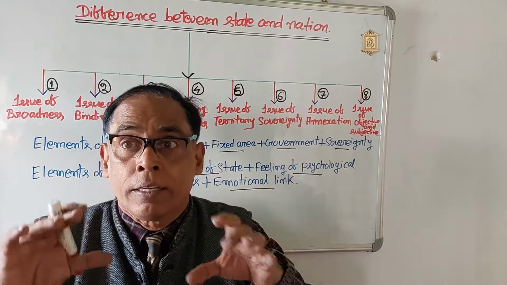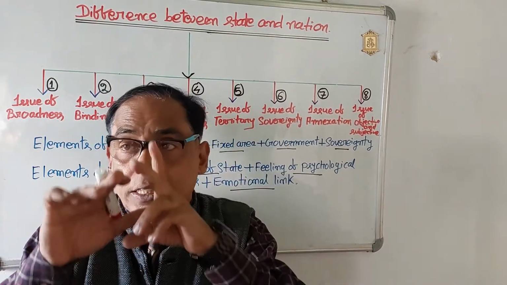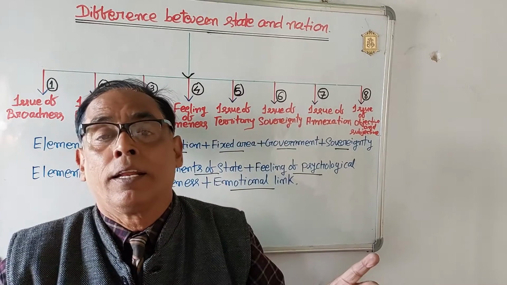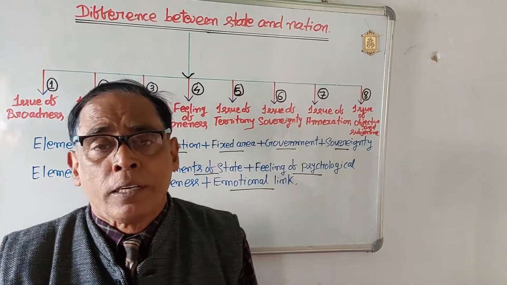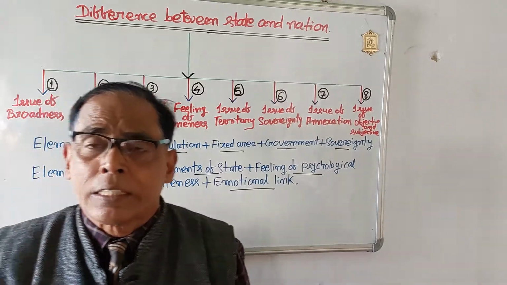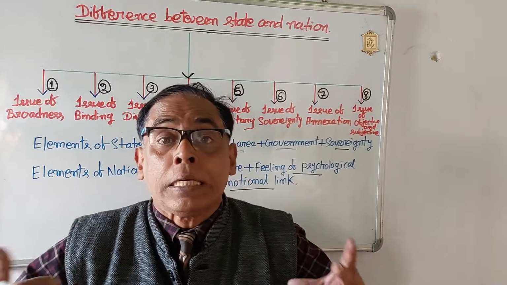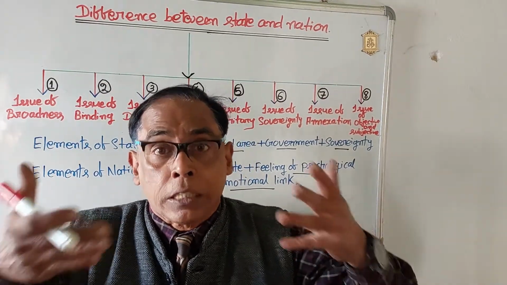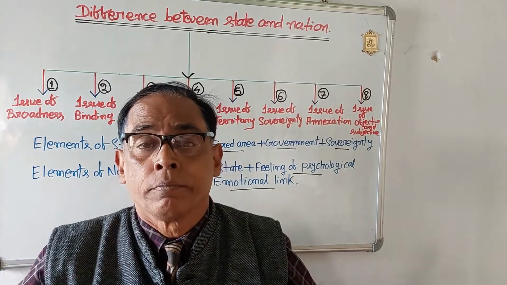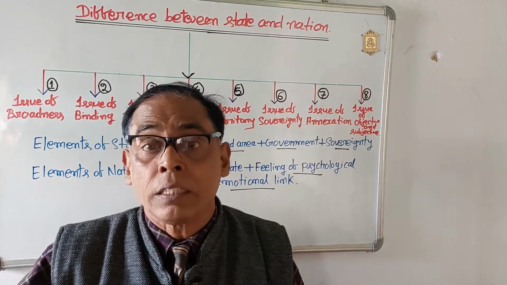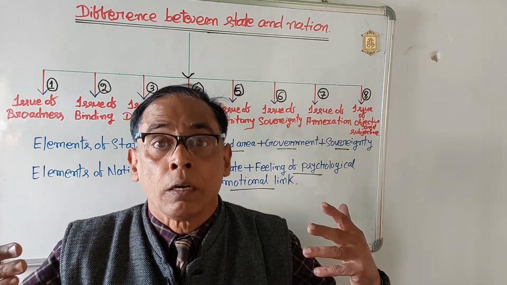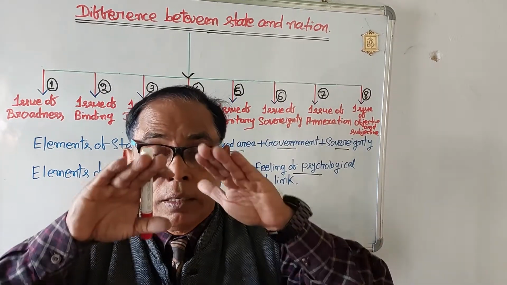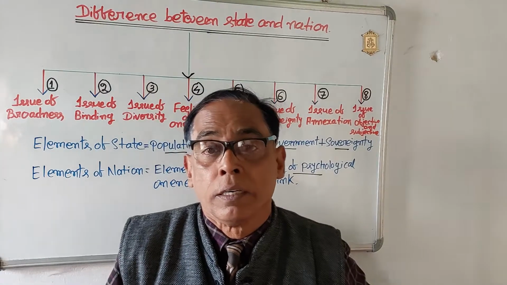We can mark a state. This is India. This is America. This is Brazil. So another important distinction between state and nation is that state is objective. We can see the shape of a state. But a nation is subjective. We cannot mark the size of a nation.